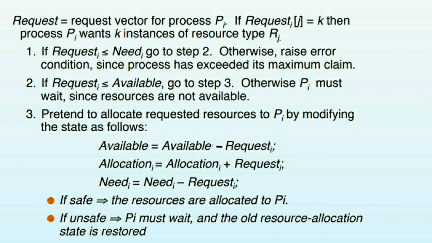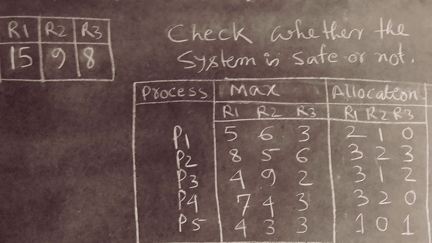If the request of the process is less than or equal to available, then update available equals available minus request of that process. Allocation of that process equals allocation of that process plus request of that process, and need of that process equals need of that process minus request of that process. If this is satisfied, we then have to call the safety algorithm. If safe, the resources are allocated to Pi. If unsafe, Pi must wait.